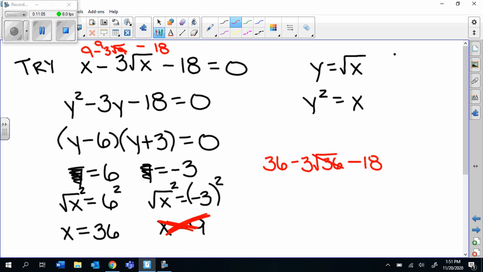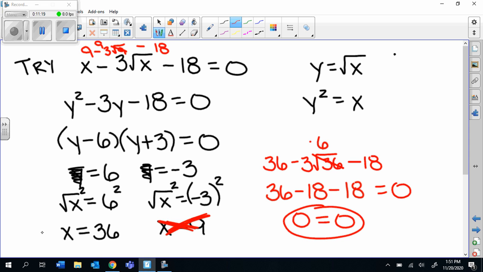The square root of 36 is 6. 3 times 6 is 18. So that turns out to be nothing. And if I'm asking if that's equal to 0, yes, 0 does equal 0. So this is the only answer to the question.